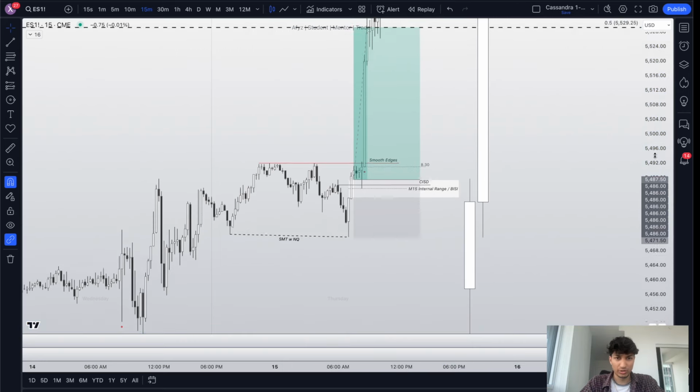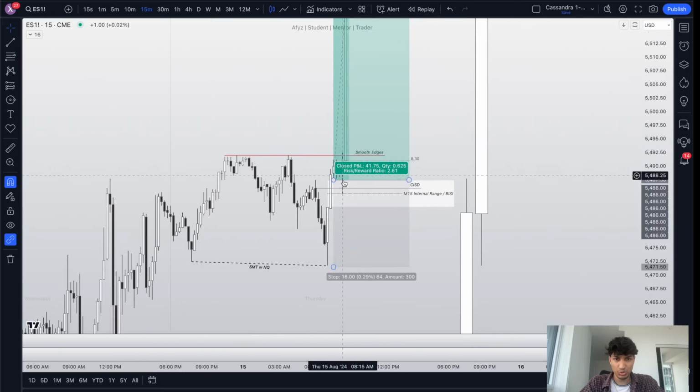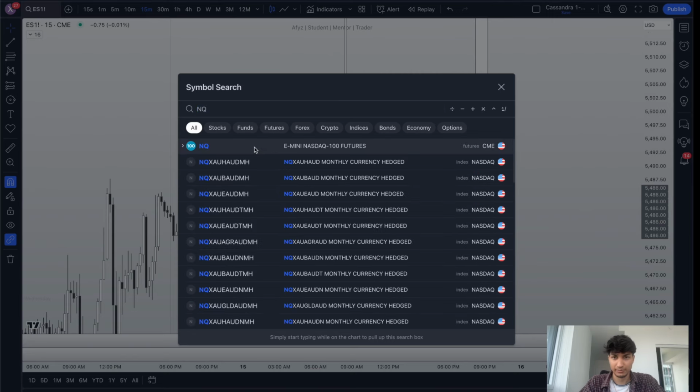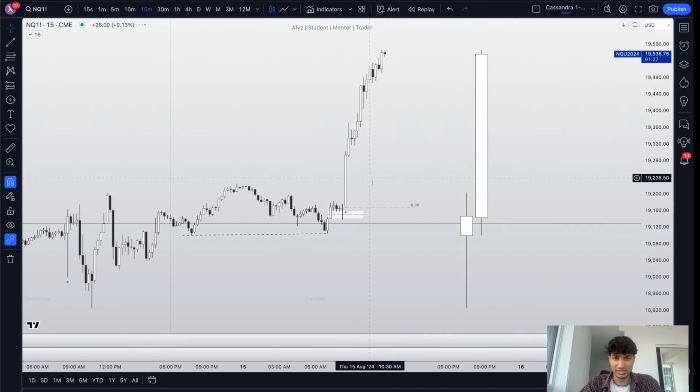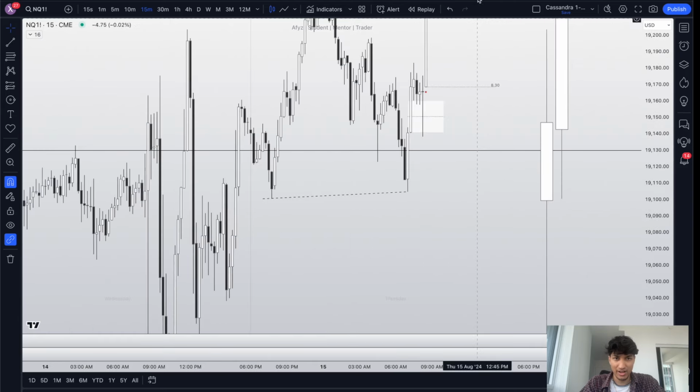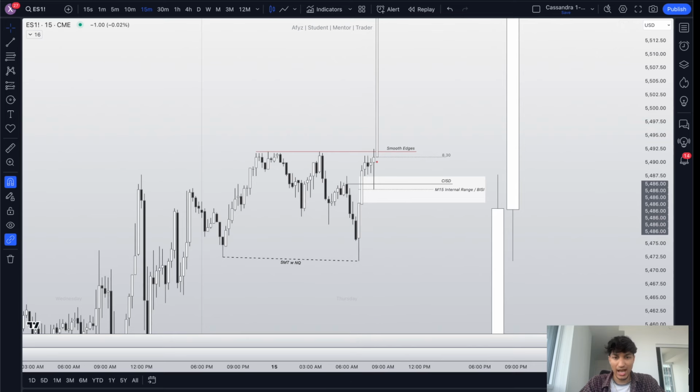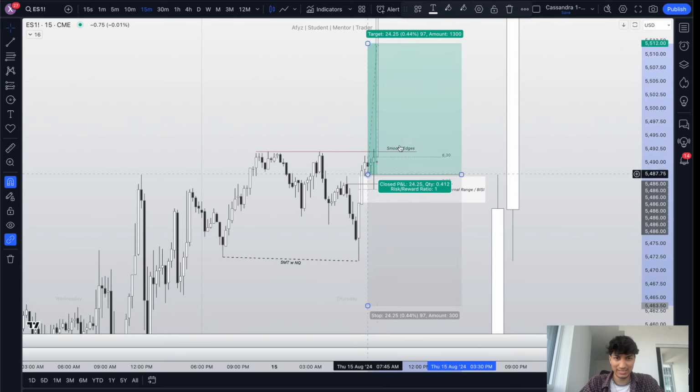So where did I take my entry? As you can see, price eventually came into this change in state of delivery. However, I entered at 7:45 when the NASDAQ tapped this internal range of liquidity. On the 15-minute chart, you'll be able to see that NASDAQ comes into this fair value gap at 7:45, whereas the ES diverges once again bullishly, creating a PD array divergence. I take my entry as soon as NASDAQ taps the gap.